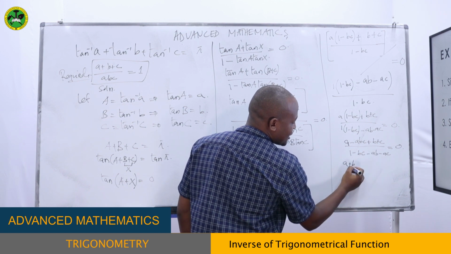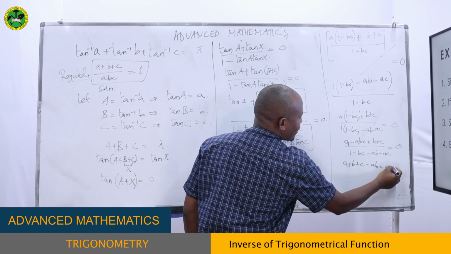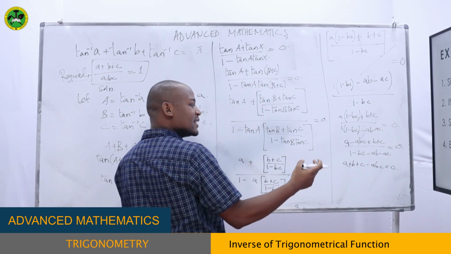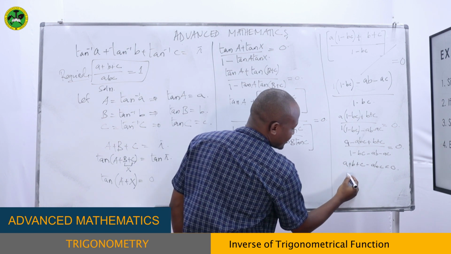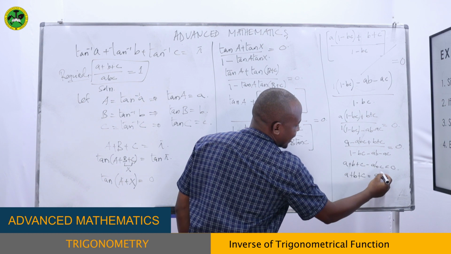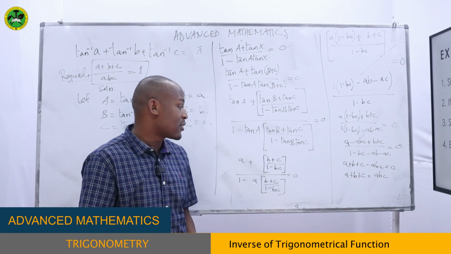Oh, I can arrange this alphabetically. Then minus A, B, C equals 0. Then can we add ABC on both sides? That is the same as A plus B plus C equals ABC. And then after that, can we divide by ABC throughout?